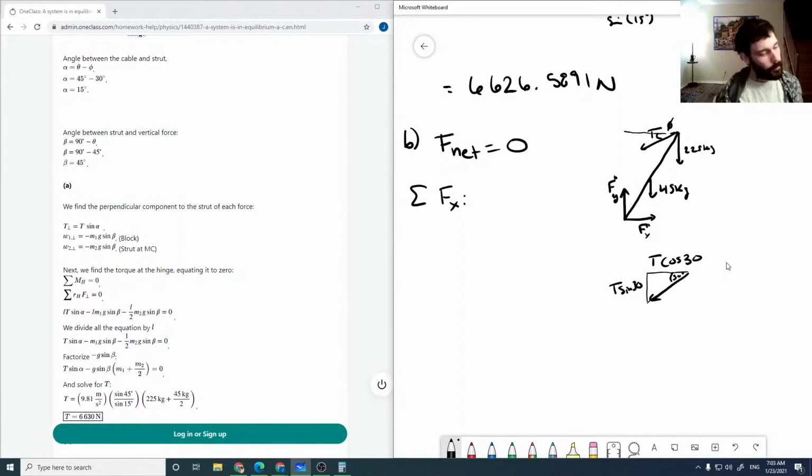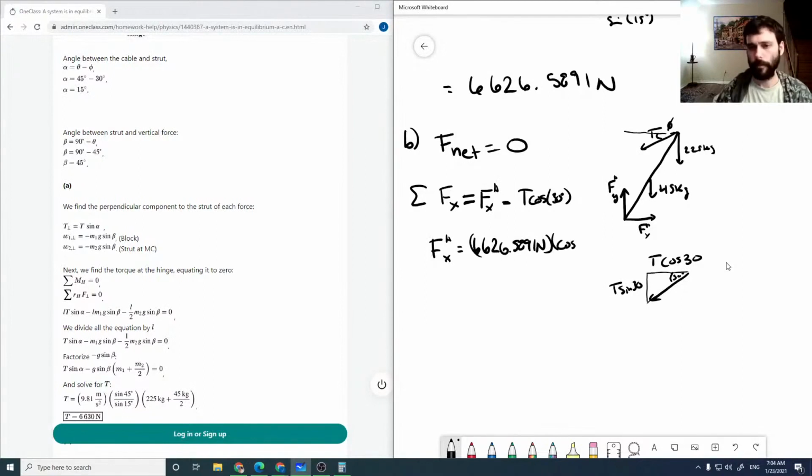And so then, if we look at our X direction, our sum of our FX is just our hinge force minus our T cos theta, cos of 30 degrees. And so then our hinge force in the X direction is just our tension times the cosine of 30, which comes out to 5738.79 newtons.